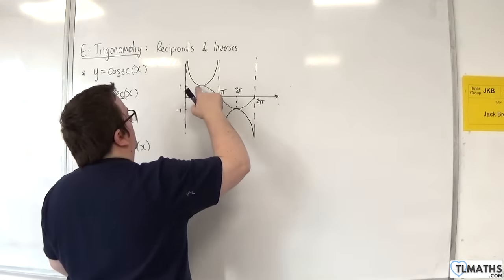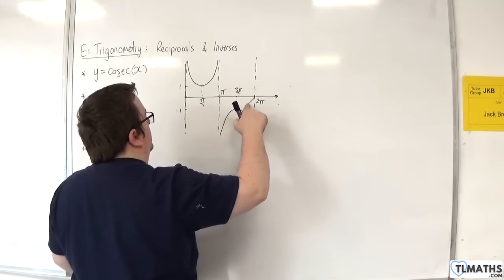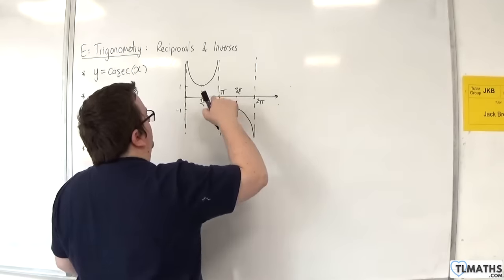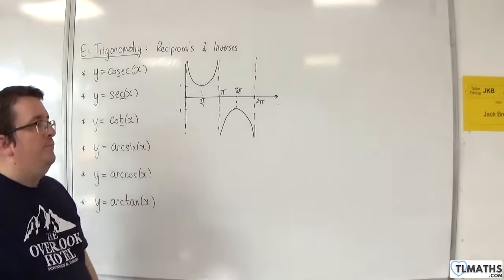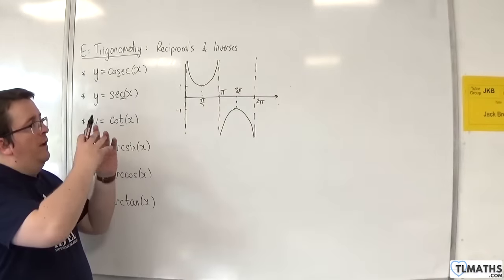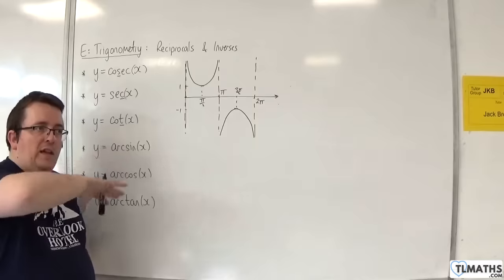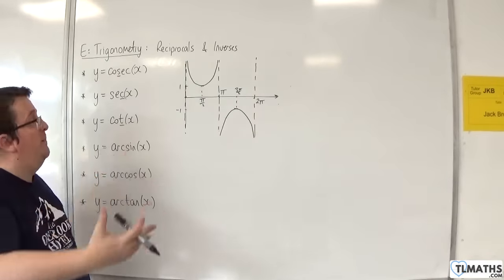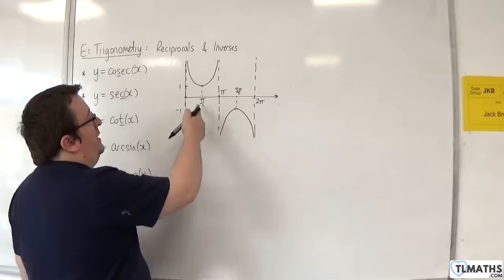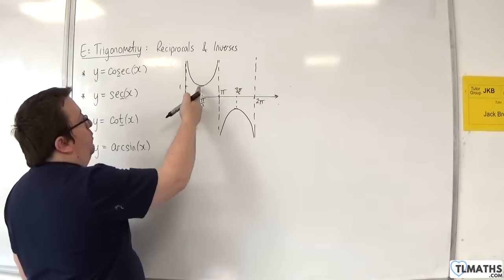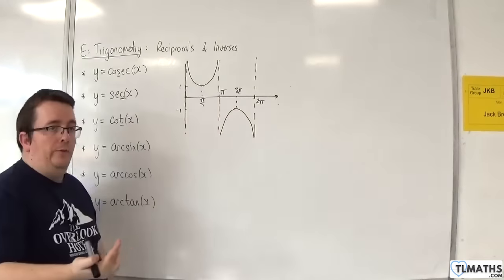Then I can easily erase the evidence. So that will be cosec x. You can draw the original function first and then think about what cosec is going to be, because remember, cosec is 1 over sine. So when sine is 1, cosec will be 1 over 1. And then it's going to tend towards your asymptotes.